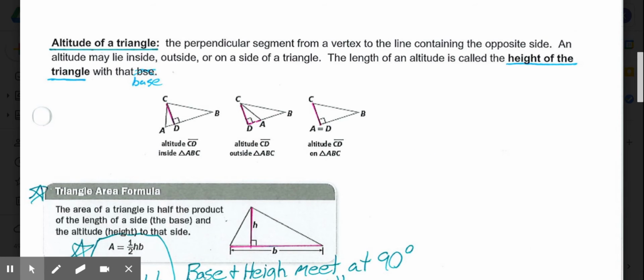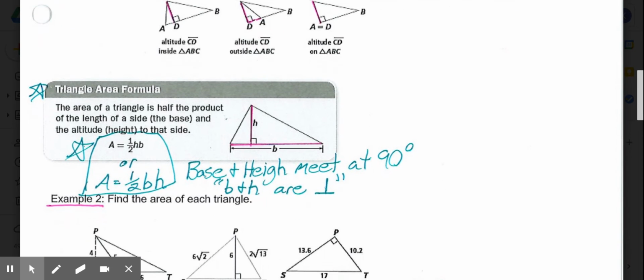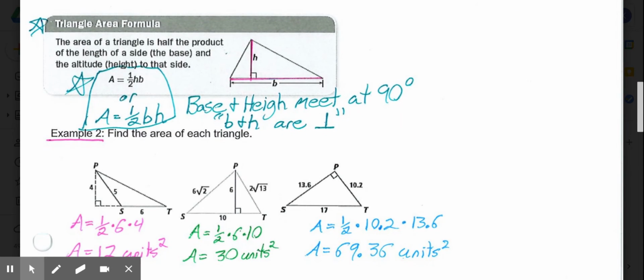So we draw on altitudes to be able to visualize the height of a triangle. The key is realizing that base and height have to meet at 90 degrees. Then we get to our triangle area formula. So we already looked at right triangles.